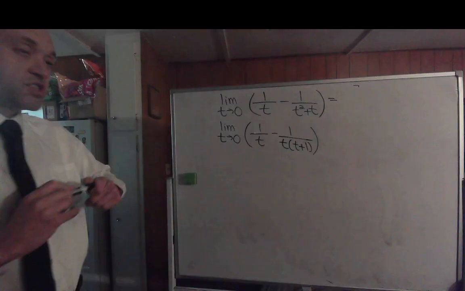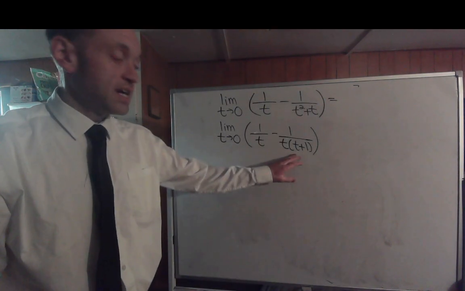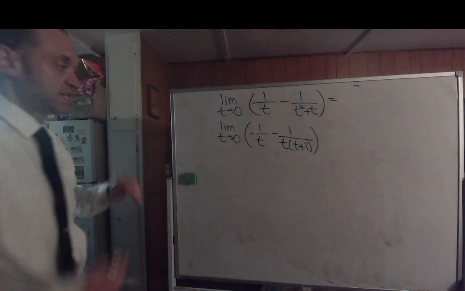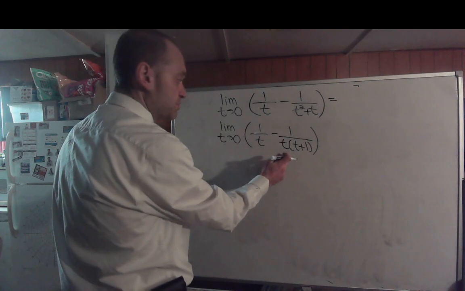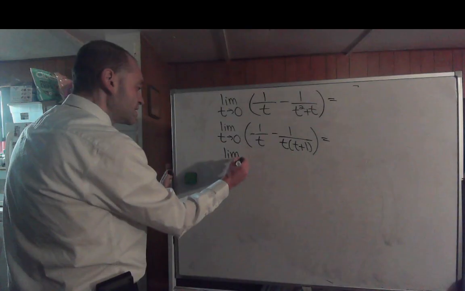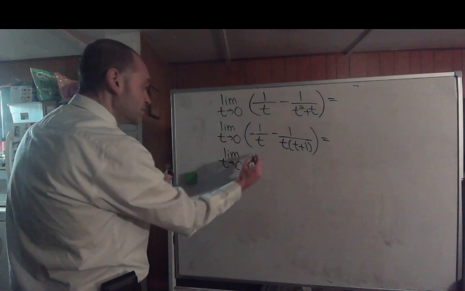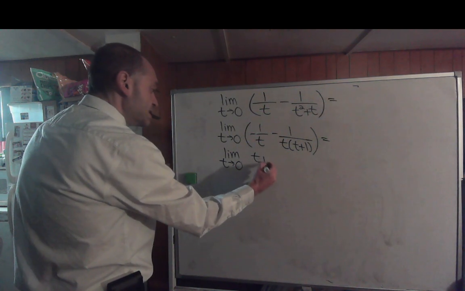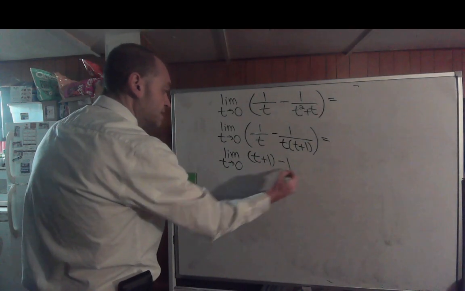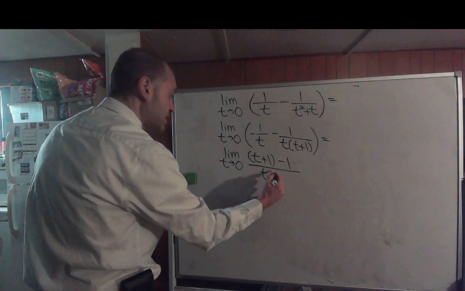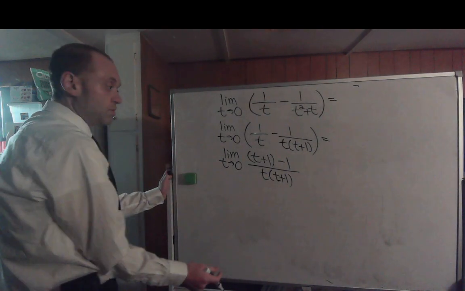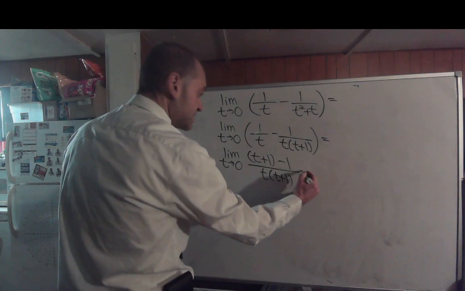Well, now you have two denominators. You have t and then you have t times t plus 1. So we definitely need to make the common denominator of t times t plus 1. So all we need to do is multiply the first term by t plus 1. This would give you the limit as t approaches 0 of t plus 1, then you would just have minus 1 all over t times t plus 1. We have a common denominator now. Well, t plus 1 minus 1 just simplifies into t.